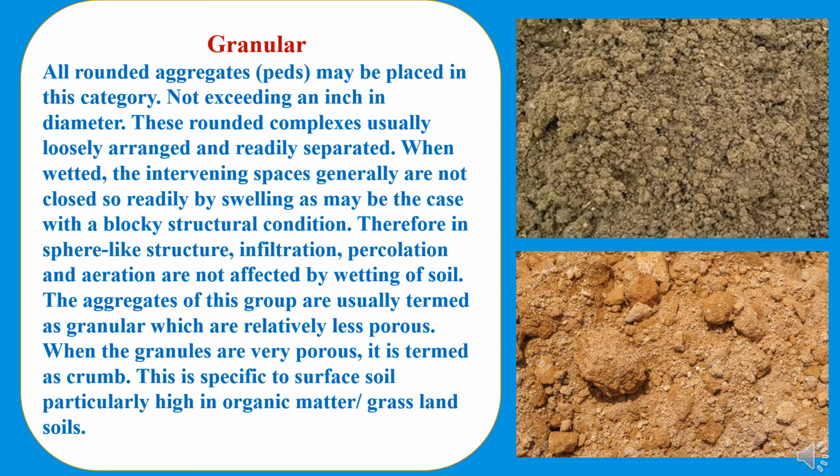The aggregates of these groups are mainly termed as granular, which are relatively less porous. When the granulars are very porous, it is termed as a crumb. This is specific to surface soil, particularly high in organic matter and grassland soils.